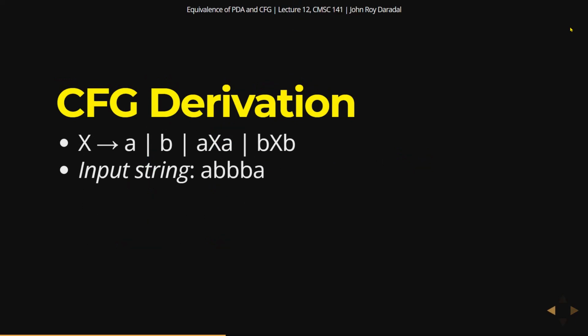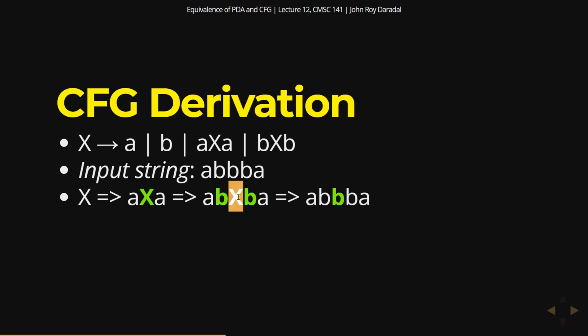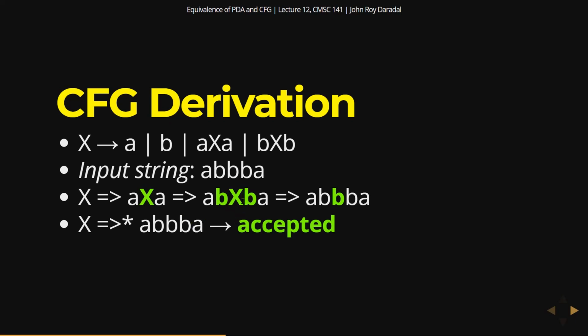Okay, so let's see how this string would have been derived: A, B, B, B, A, if we were using the CFG. In the CFG, we start with X, and then X could be replaced with AXA, then the X could be replaced with BXB, so that we could do this B here, and then the X here would be replaced with B, and that's it. So A, B, B, B, A is derived, so it's accepted as part of this language, right?